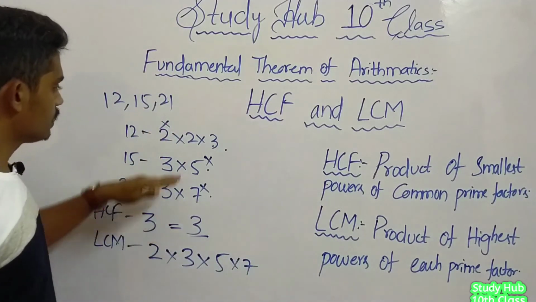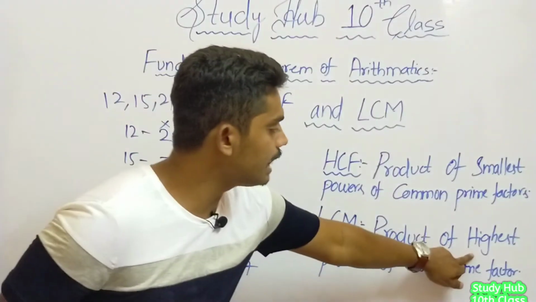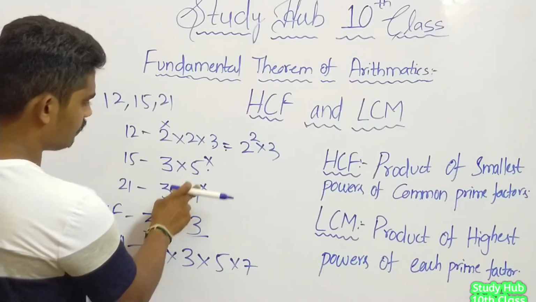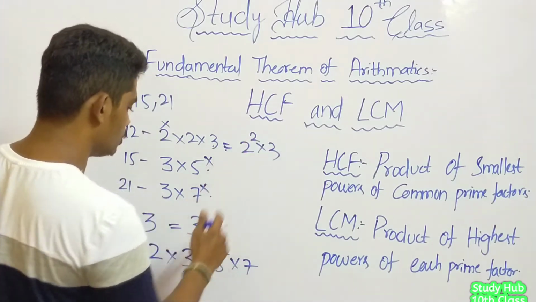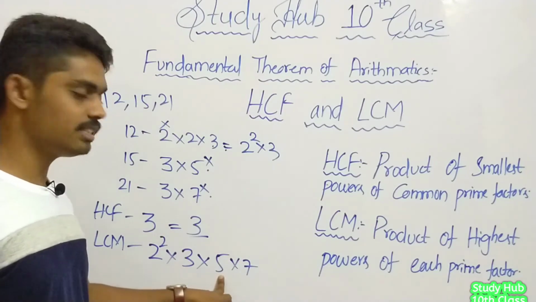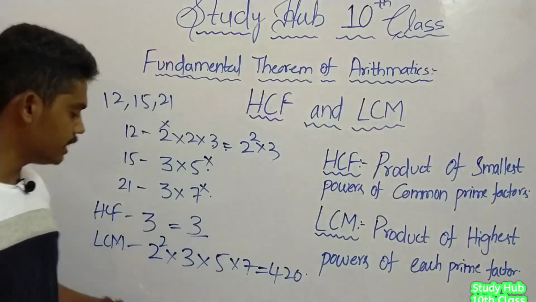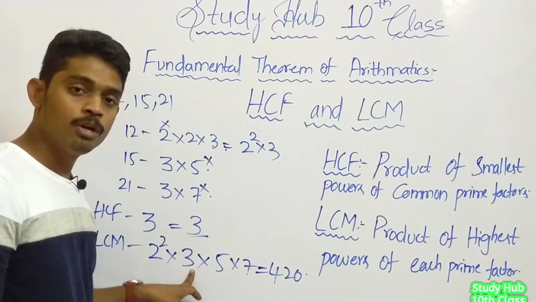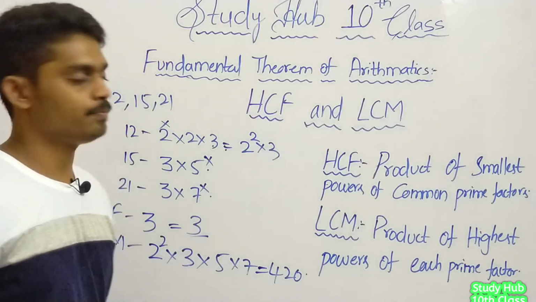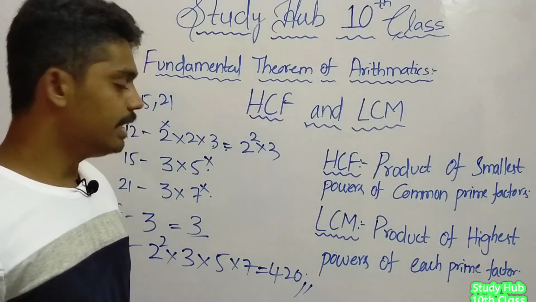So highest powers. See this, when we write 2 square into 3. So what we need? Highest power of each prime factor. For 3 the highest power is 1 only. For 5, 1 only. For 7, 1 only. But for 2 it is 2. So we take 2 square. 2 square is 4. 4 3s are 12. 12 5s are 60. 60 7s are 420. Have you got it? So the LCM is 420. Okay friends? I hope you all are clear with the concept of HCF and LCM.